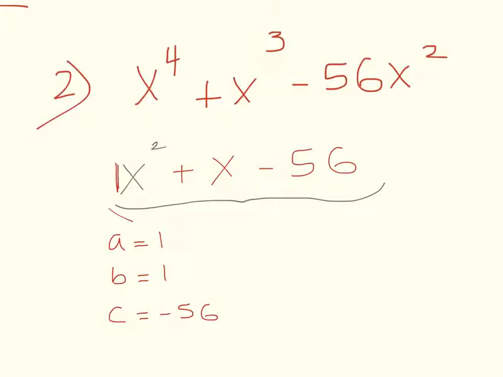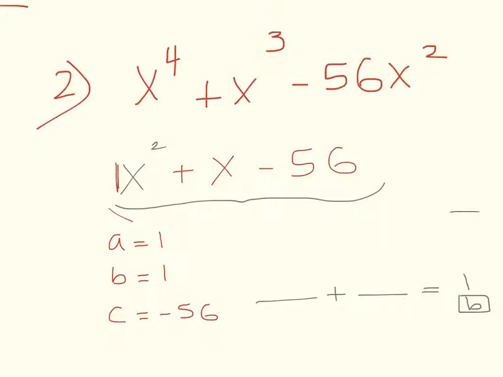And in order to factor it, you have to think of two numbers that would multiply to give you negative 56, which is the a times c. So you have to find two numbers that would multiply to give you whatever a times c is. So that's a negative 56. And then add to give you b. And in this case, b is 1. So keep that in mind.